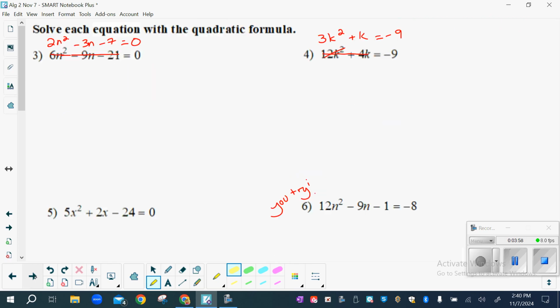Okay, so we're going to solve using the quadratic formula. So here's an equation. Change it. Change both 3 and 4, please.